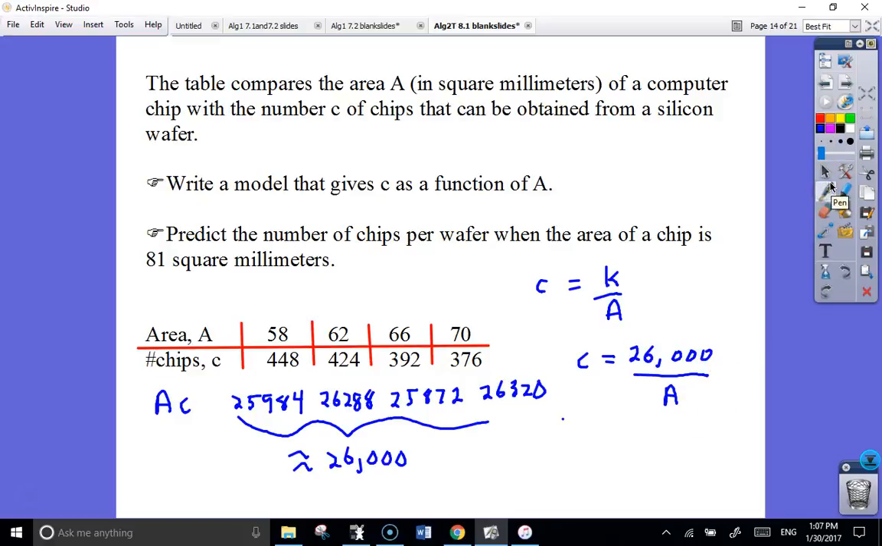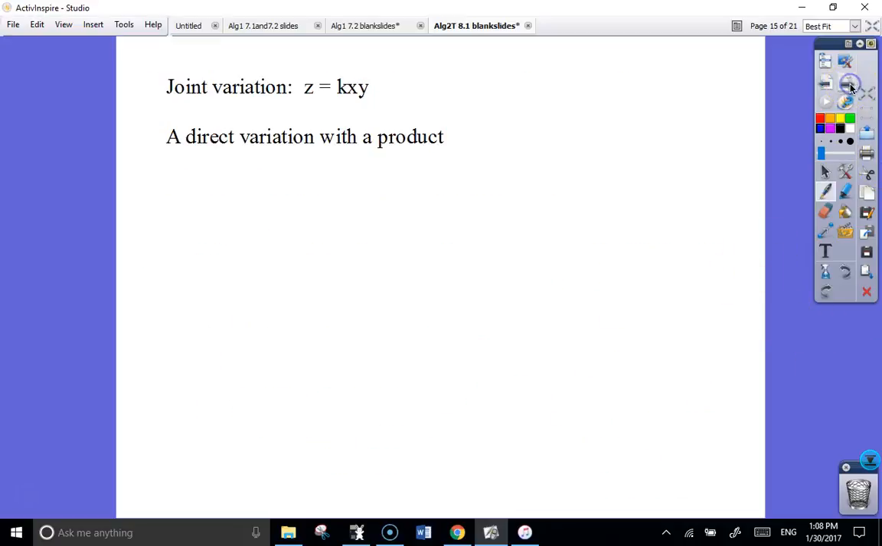Okay, so now answer a question. Predict the number of chips per wafer when the area of a chip is 81 square millimeters. What do I do with the 81? I put it in for A. 26,000 divided by 81. I'll round it to 321. Okay. So there's our word problem of the day.